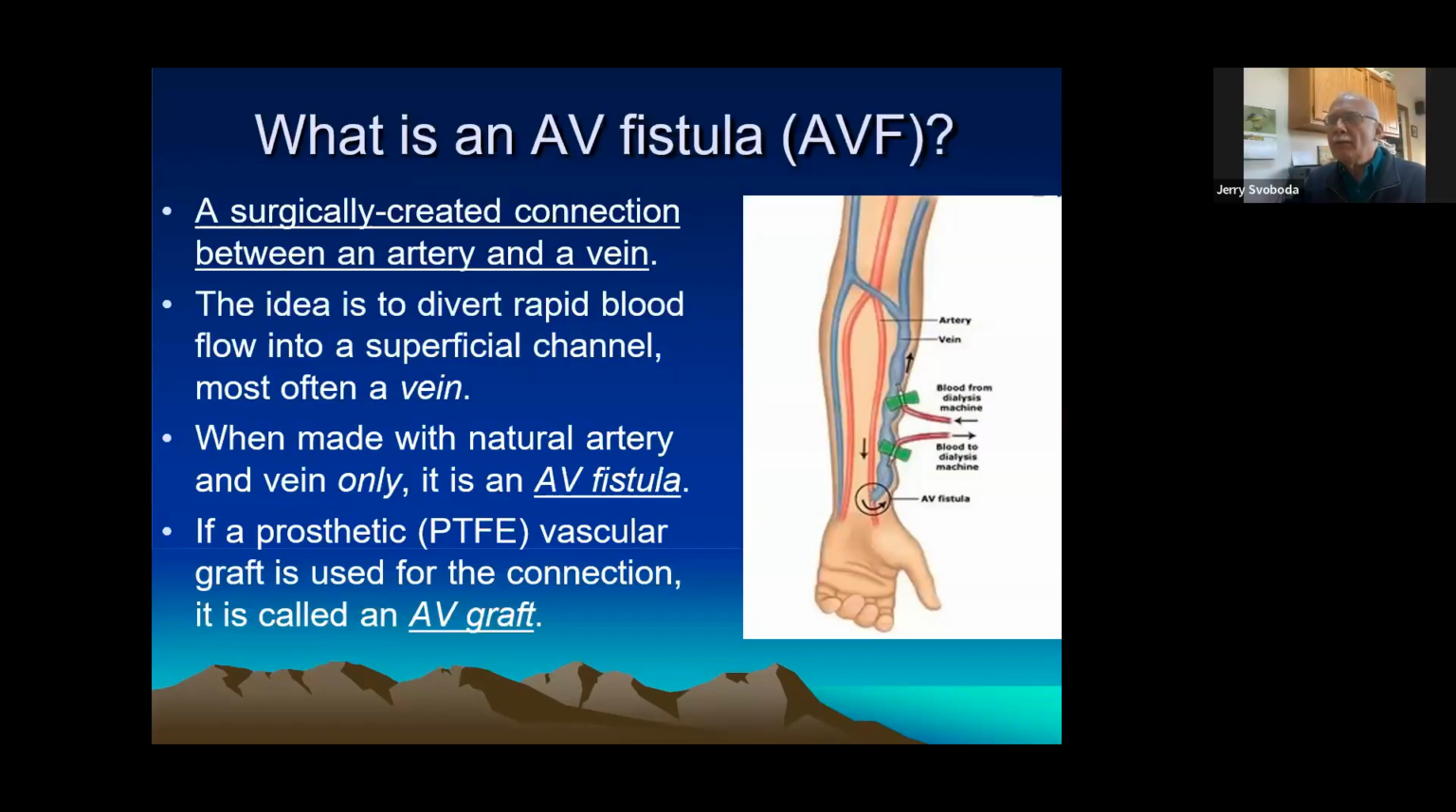Because we have people on the call that may not know some basic things, we'll start at the basic level. An AV fistula is a connection surgically made between an artery and a vein. The idea is to make the vein get larger, to divert a rapid blood flow into a vein where a nurse can reach it with a needle. We call that an AV fistula. If you involve an artificial prosthetic piece of tubular material for the vascular connection, then it's called an AV graft.